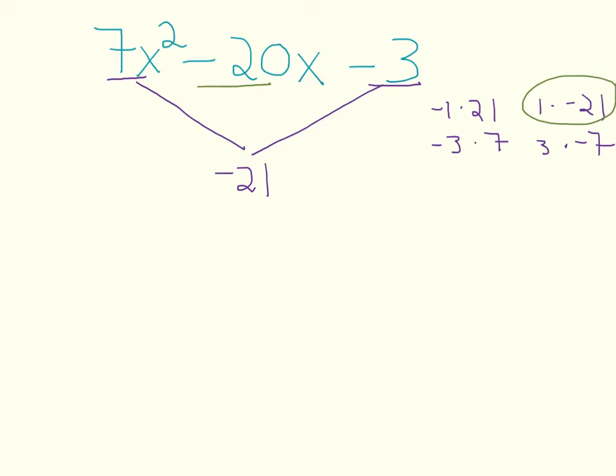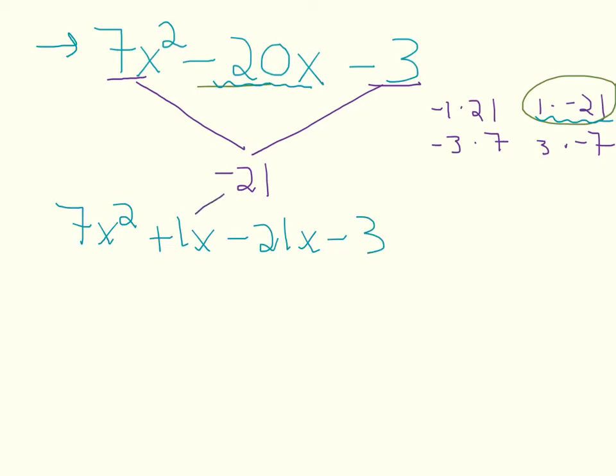So now I'm going to rewrite the original trinomial, except I'm going to break apart my middle term and replace it with the factors. And it does not matter which order you write the factors in. So let's rewrite this: 7x squared plus 1x minus 21x minus 3. So I've taken the 20 and broken it up into the factors. So now, multiply A times C, find the factors, substitute the factors in, and now group.